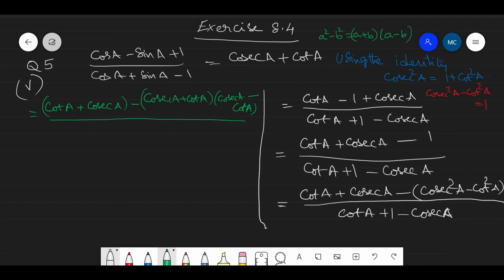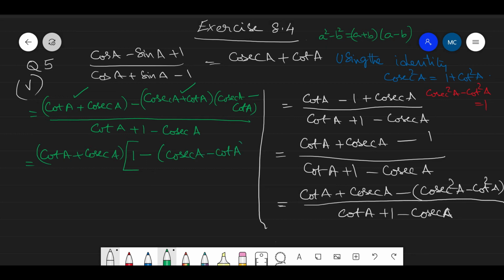Denominator no change. It will be cot A plus 1 minus cosecant A. Now, we are having cosecant A plus cot A and cosecant A plus cot A, the same in both the terms. We can take it common. So, it will be cot A plus cosecant A. Here, in this first term, if you take complete cot A plus cosecant A as common, we are left with 1. And this minus is coming here, minus. Already cosecant A plus cot A went as common. The leftover thing will be cosecant A minus cot A.